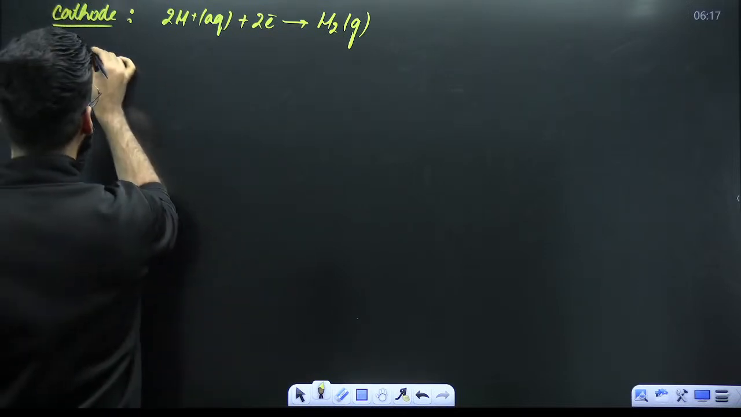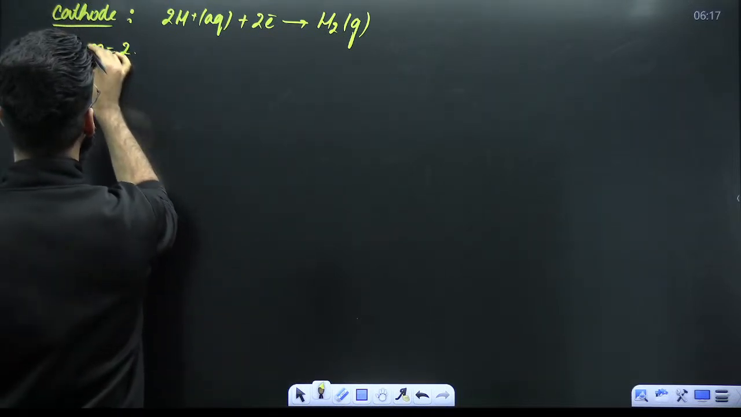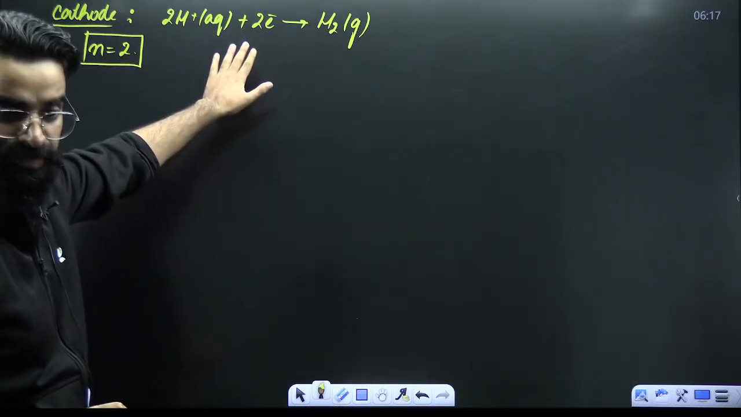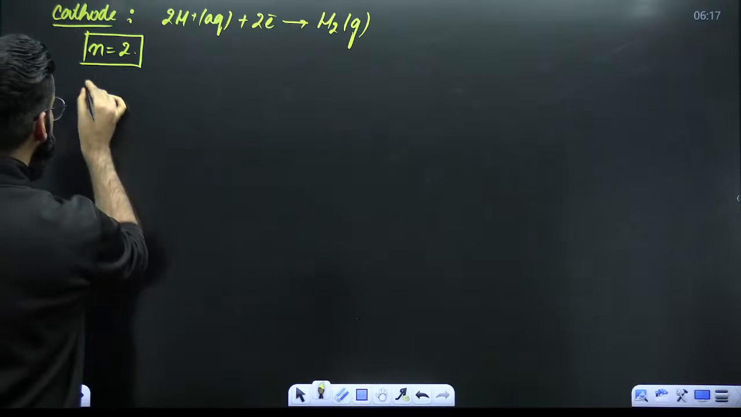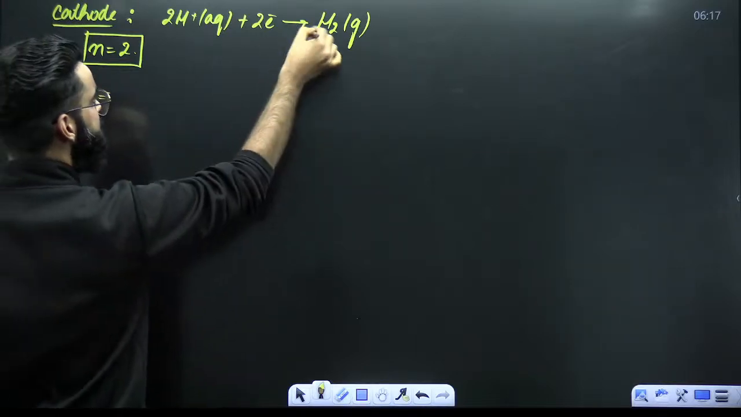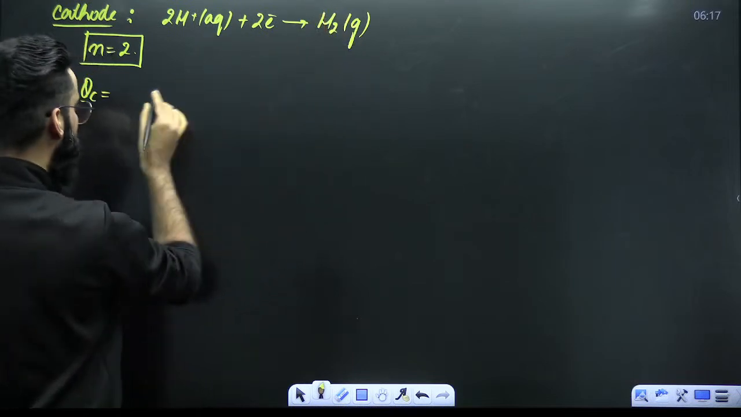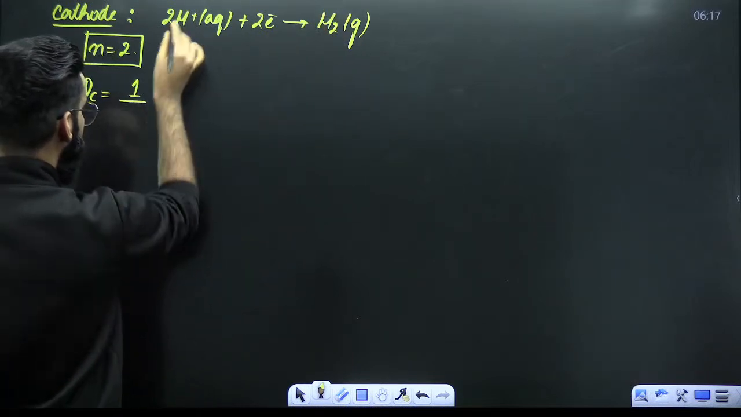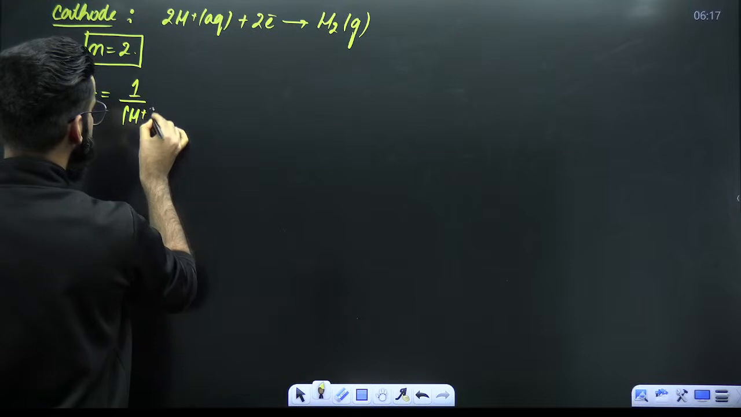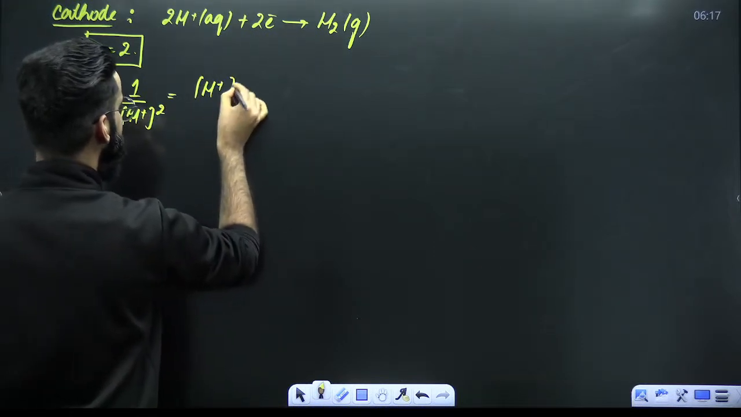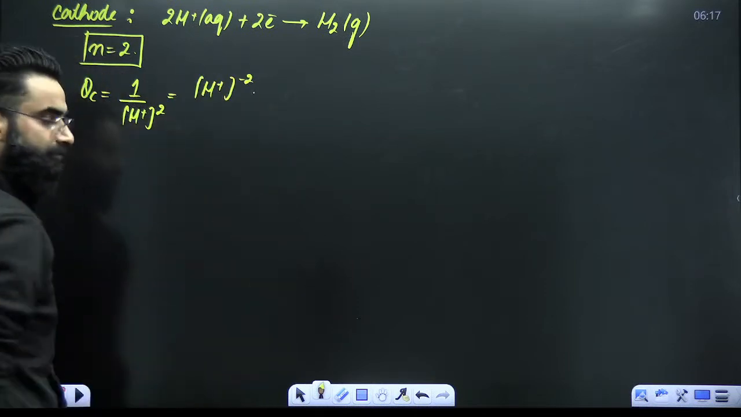Now guys, how many moles of electrons are exchanged? 2 moles of electrons are exchanged in this particular reaction. Write the expression for QC. QC is going to be, start with the product. It is in gaseous form, so the partial pressure of H2, I'm going to take as 1 bar, divided by the concentration of H positive raised to the power 2. So it has to be the concentration of H positive raised to the power minus 2.